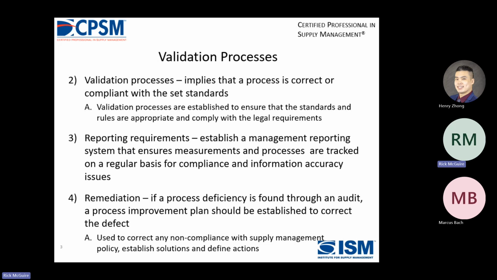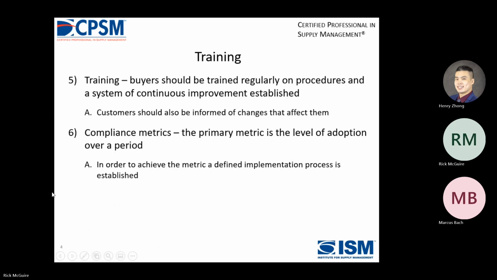And then something called remediation. If a process is deficient or if a process deficiency is found through an audit, a process improvement plan should be established to correct the defect. This process improvement plan, or correcting the defect, is called remediation. It's used to correct any non-compliance. Training, should get trained regularly on procedures. And customers should also be informed of changes that affect them or suppliers.